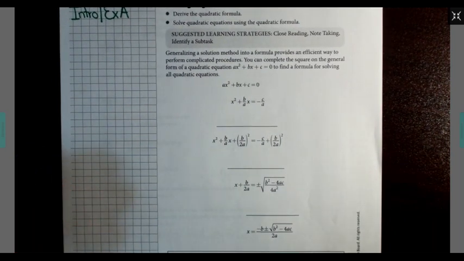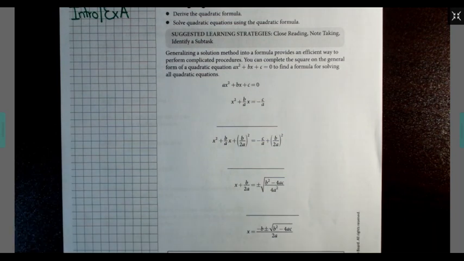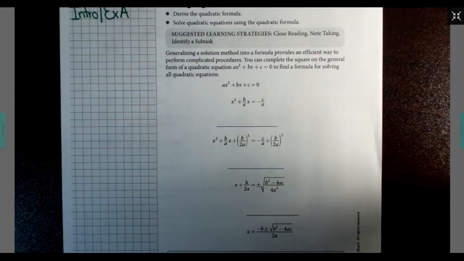Generalizing a solution method into a formula provides an efficient way to perform complicated procedures. You can complete the square on the general form of the quadratic equation ax squared plus bx plus c equals 0 to find a formula for solving all quadratic equations.